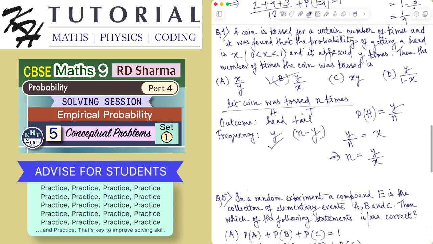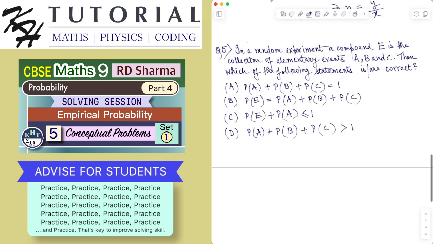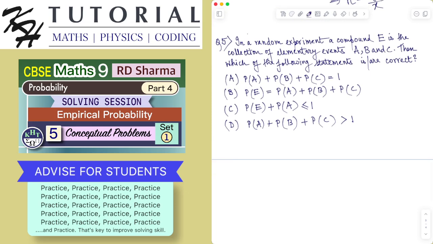Let's see question number 5. I think this is the last problem. Yes, question number 5. In a random experiment, a compound event E is the collection of elementary events A, B and C. Then which of the following statements are correct? Choice A is probability of A plus probability of B plus probability of C is equal to 1.